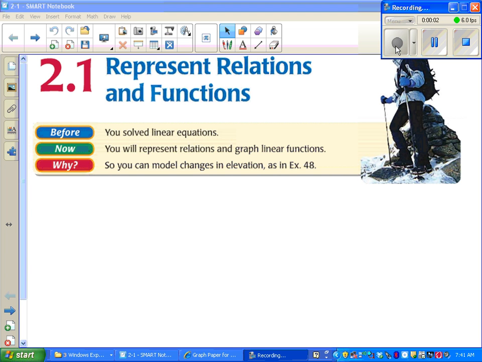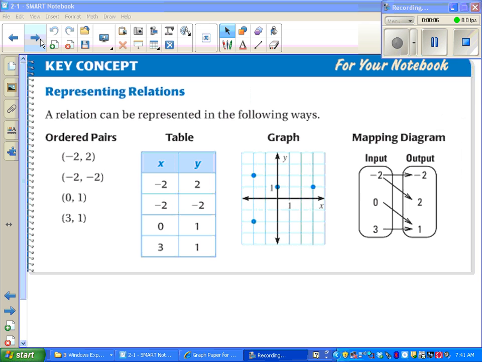2.1. Our objective this time is to represent relations and graph linear functions. A relation is any kind of mapping from an input to an output. We can do that with an ordered pair, we can do it with a table, we can do it with a graph, we can do it with a mapping diagram. All of these should look familiar.